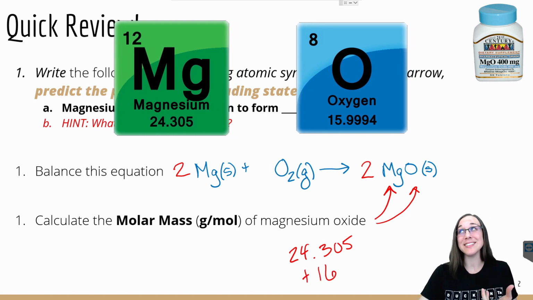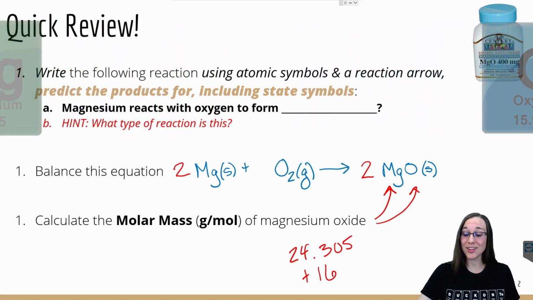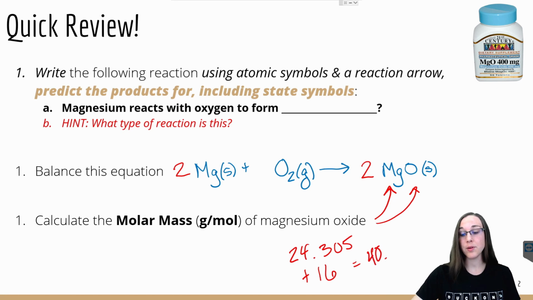Yes, I did round that. It's typically 15.999, but I'm not going to torture myself. Now adding those two values together gives me 40.305.